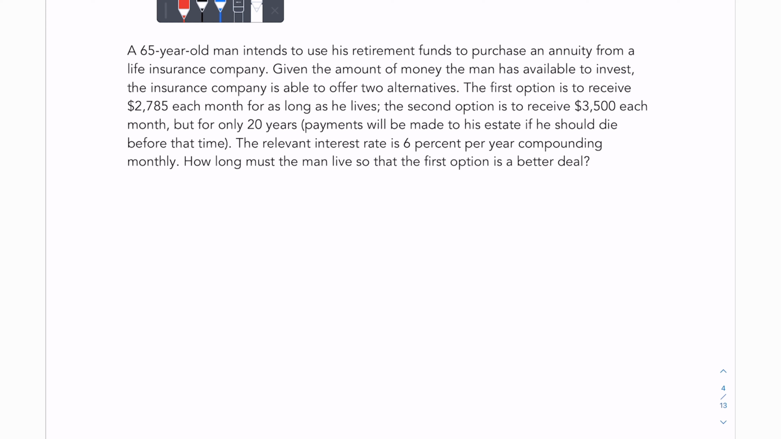the better deal? So to solve this question, we're going to basically try and figure out how long would he have to live for the present value of the first option to equal the present value of the second option. So I'm going to start by taking the second alternative, which has a payment of $3,500 for 20 years. So 20 times 12 is 240. The interest rate is 6%. It's compounding monthly, and the payments are also made monthly.